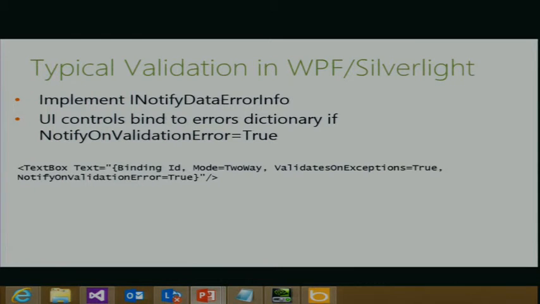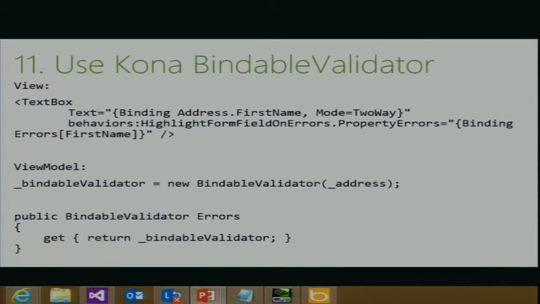Now, how did you do it before? In WPF and Silverlight, you typically will implement INotifyDataErrorInfo. And then your UI controls will bind to the errors collection that's specified in the INotifyDataErrorInfo if the NotifyOnValidationError is set to true. Pretty slick. For example, you can see the text box here uses that property. However, that's not available in Windows Store apps. So just to let you know, our recommendation is to use our bindable validator.